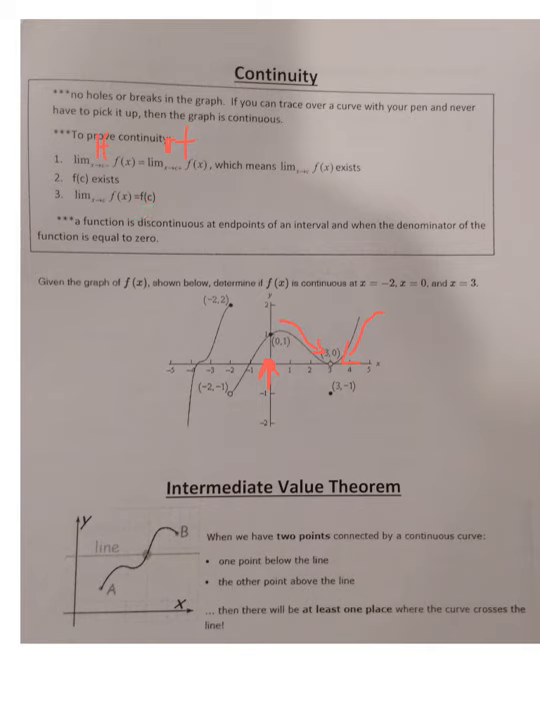Now, if you go back up here, you can read my second sentence, and it says if you can trace over a curve with your pen and never have to pick it up, then it's continuous. Well, I have to pick it up. If I was going along here with my little green arrow, I have to pick it up to go over that open circle. So that means it's not continuous there. Whereas over here, I do have a closed circle. I can keep going. I don't need to hop over it. So hopefully you see the difference. And that is what continuity means.